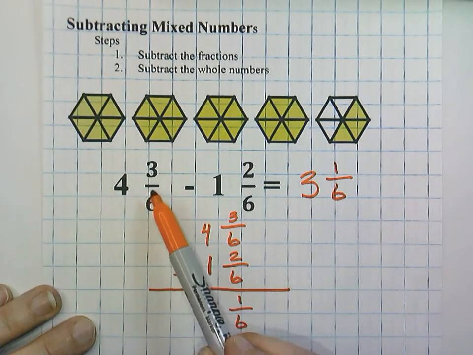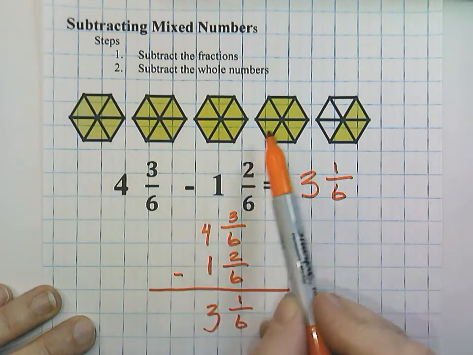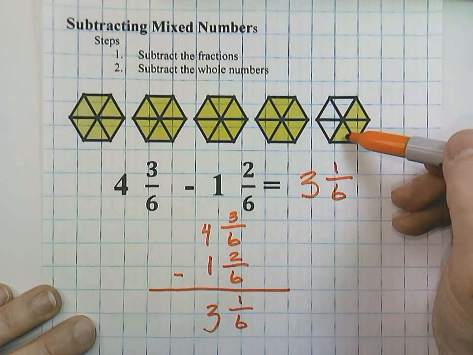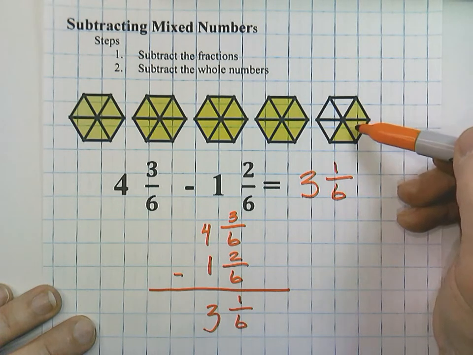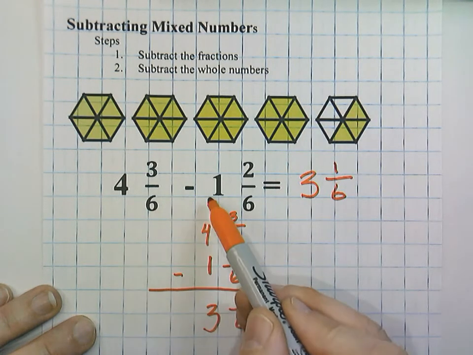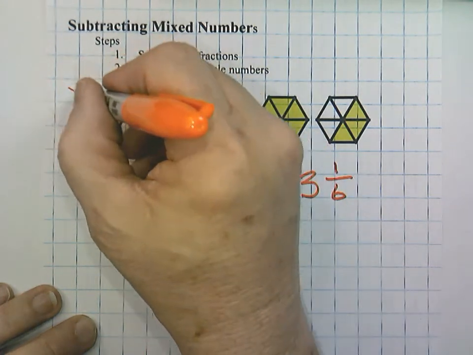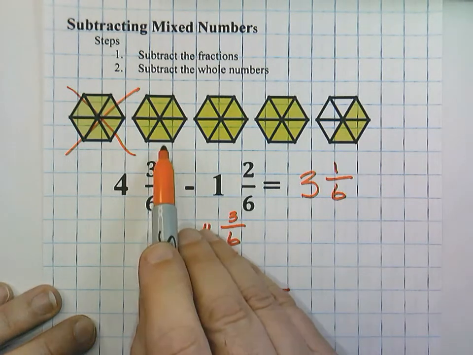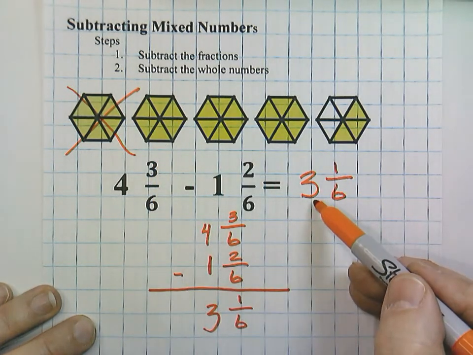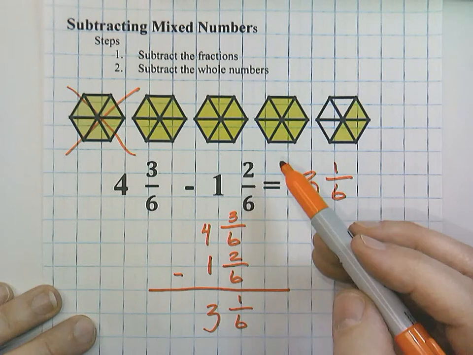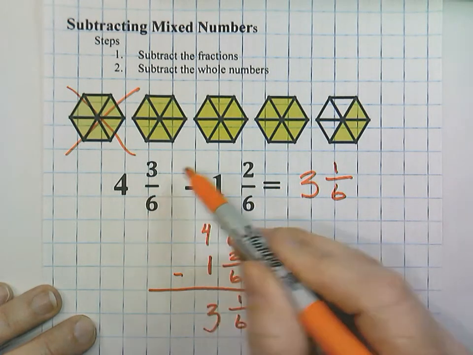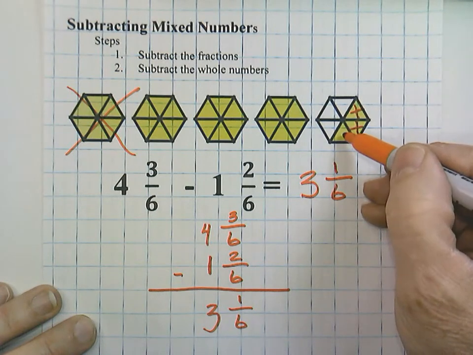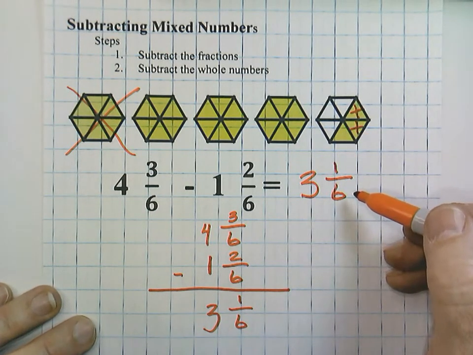Here we have 4 and 3/6. 1, 2, 3, 4 is our whole. The 3/6 is right here. We have 1, 2, 3 are shaded yellow out of a total of 1, 2, 3, 4, 5, 6. And we're taking away one whole and 2/6 on our fraction side. So we have 1, 2, 3 wholes. That's right there. And from our 3/6, which is here, we're taking away 2, which would leave us with 1/6 for our answer.